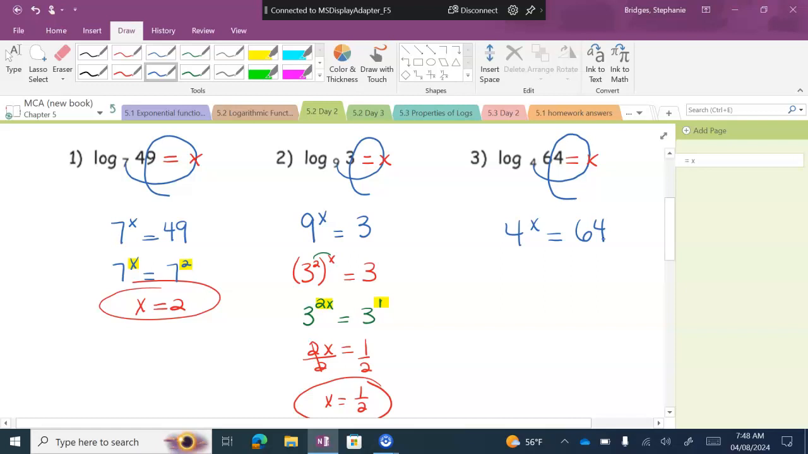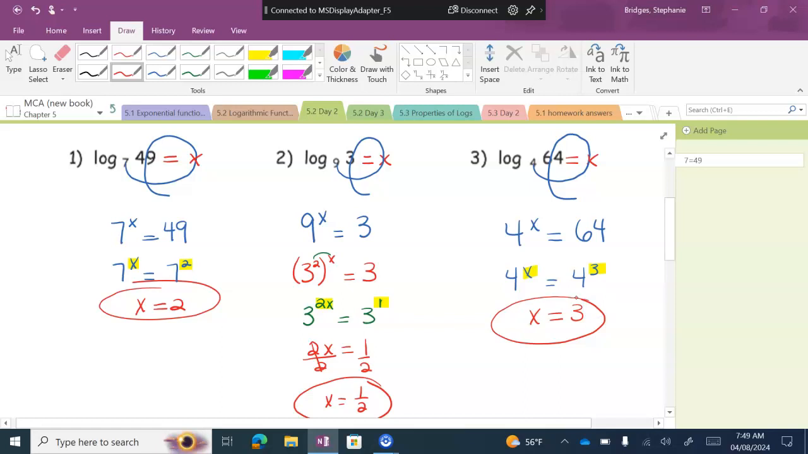Is 64 a power of 4? Yeah, it's 4 to the what power? Third, okay. If it wasn't, then I would have to rewrite both of them, okay? But in this case, I can just rewrite 64 as 4 to the third. I now have the same bases. So I drop those bases and set the exponents equal. And this thing just simplifies to be 3.